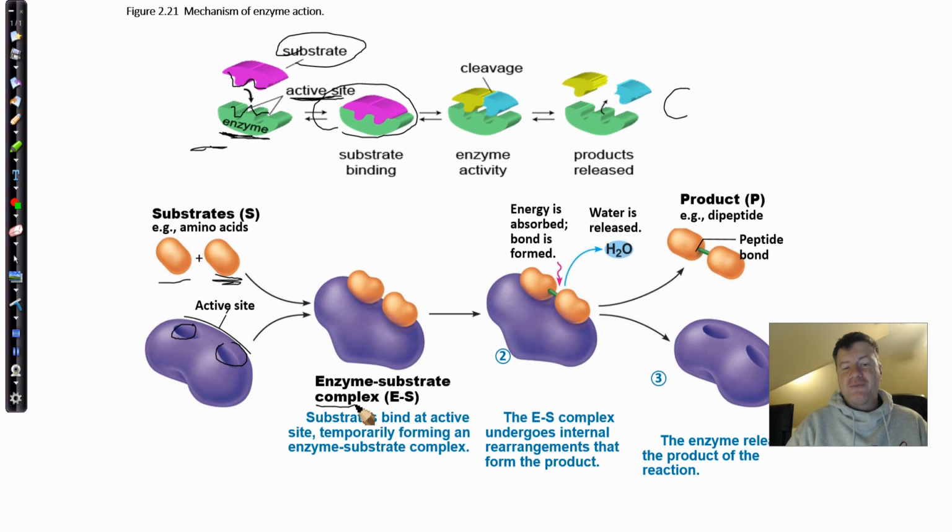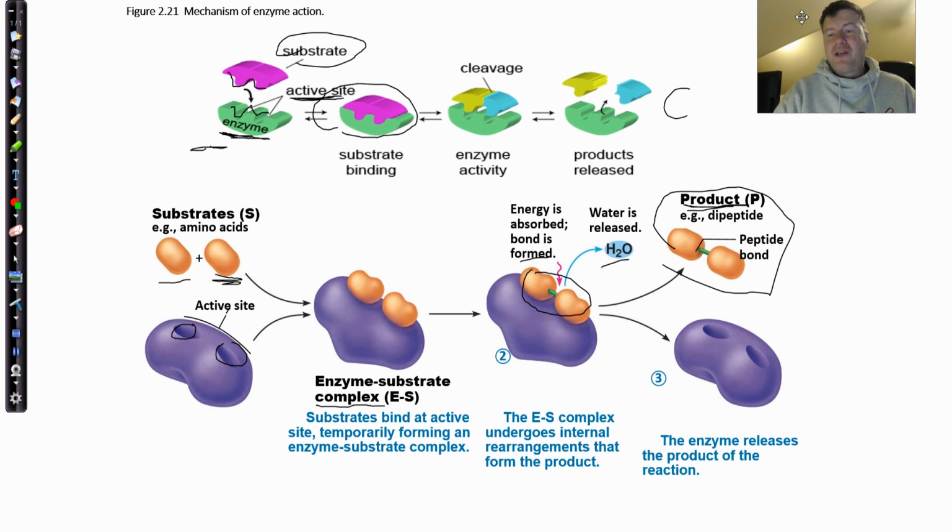We call this the enzyme substrate complex. They bind together very nicely. And then the enzyme kind of forces them together and forces them to react. And in this case, energy is absorbed because energy is required to put things together. That bond is formed, and then water is released. The result is these things will now pull off of the enzyme, and now we have the product. The product is, in this case, a dipeptide, 2 amino acids joined by a peptide bond.